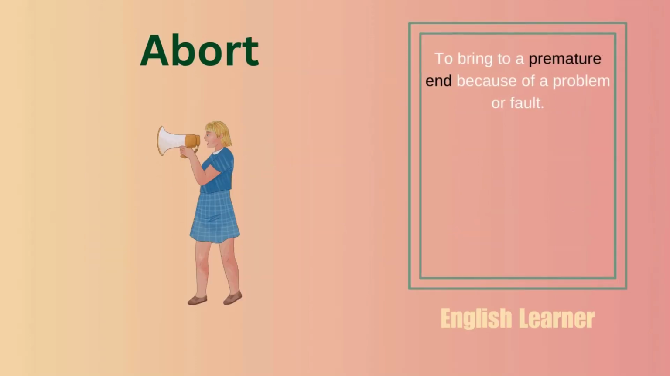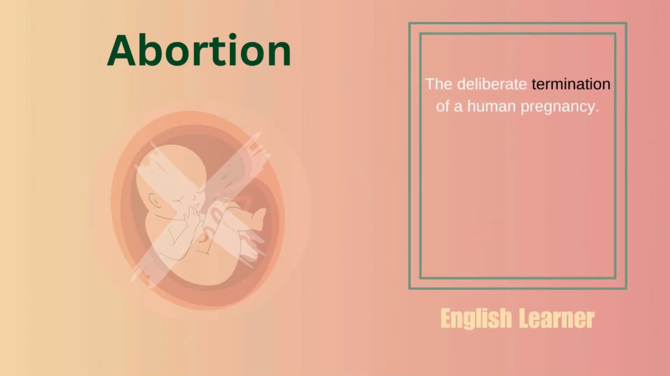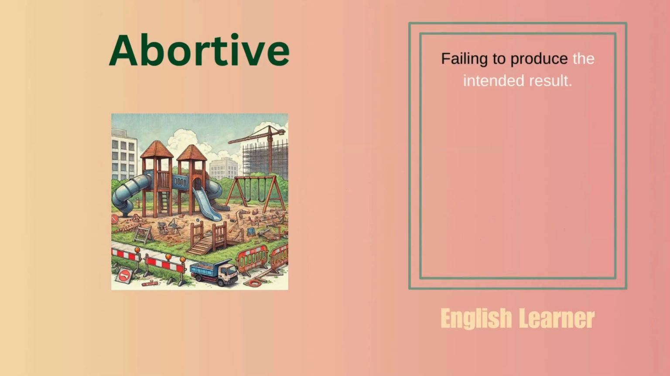Abort. To bring to a premature end because of a problem or fault. Example. The mission had to be aborted due to technical difficulty. Abortion. The deliberate termination of a human pregnancy. Example. The debate over abortion rights continues to be a contentious issue. Abortive. Failing to produce the intended result. Example. The plan to build the new park was abortive because they ran out of money.